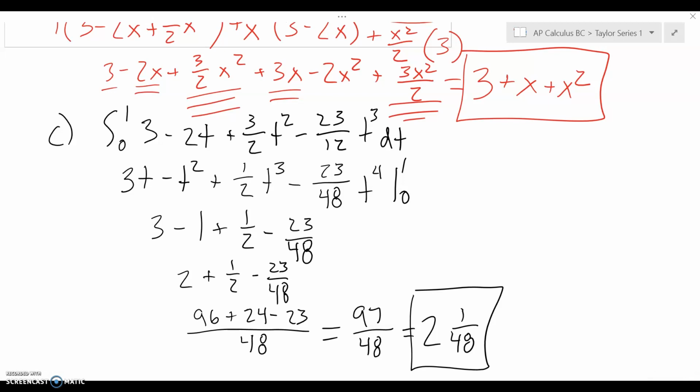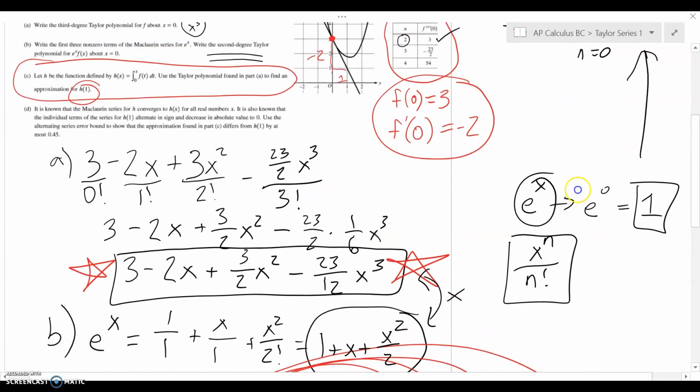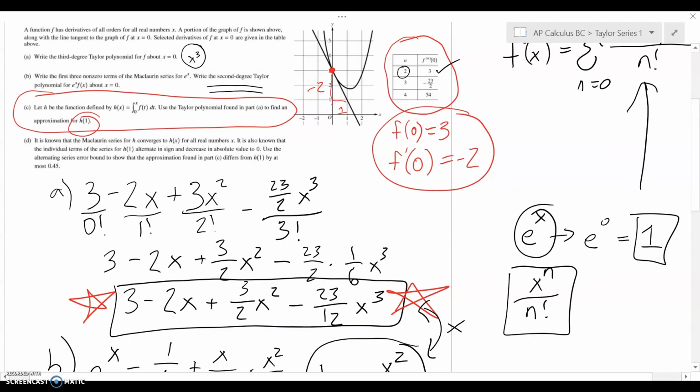They're then going to ask us for an error bound. So on part D, they're saying we've got the Maclaurin series converging. It's known the individual terms alternate sign and decrease. So they're keying you in to know it's an alternating series test. And they're saying the alternating series bound, we use it to show that we're differing from the actual value of h of 1 by at most 0.45. In other words, it's asking you to look at the next term.